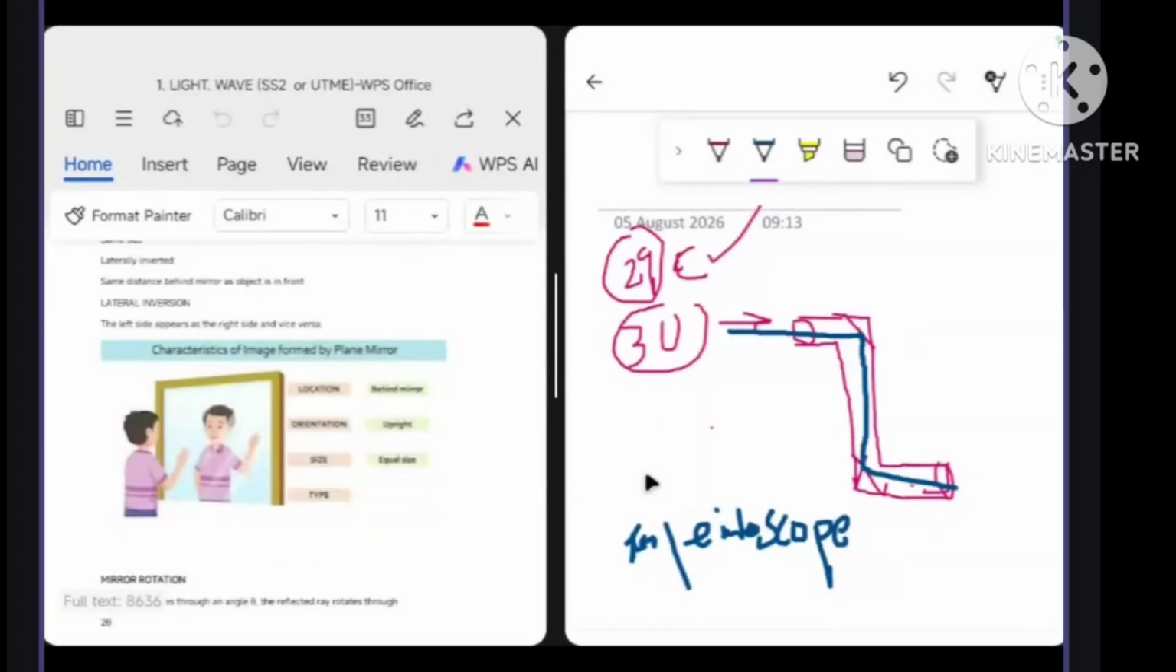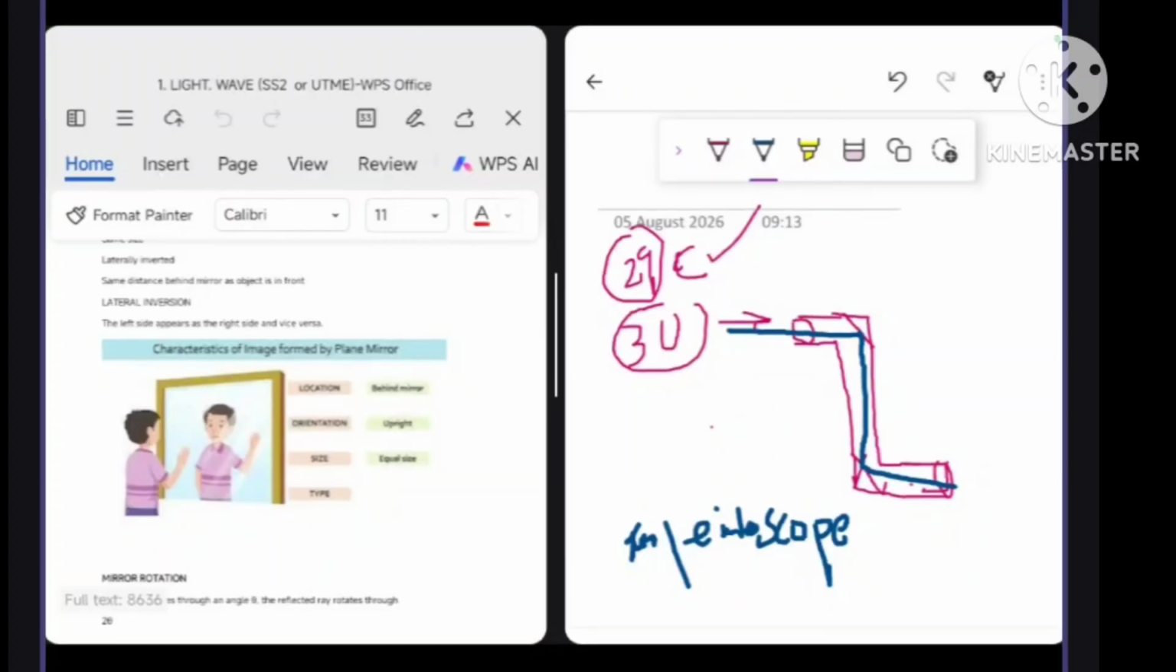A very good example would be this class now. This class is a virtual class. It is not formed on the LED screen of your phone, but instead the image of this class or this presentation is being reflected off. The opposite of it will be a real image. A real image can be captured on a screen. A very good example is a projector, and it can appear right in front of you.